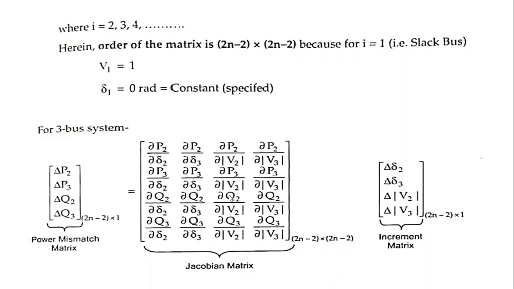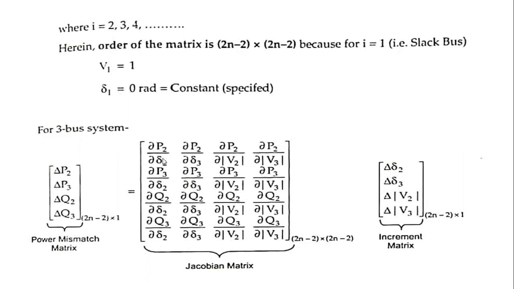And this is the Jacobian matrix: dou P2 by dou delta 2, dou P2 by dou delta 3, and we have 3 buses, that's why 2, 3. Dou P2 by dou V2, dou P2 by dou V3, dou P3 by dou delta 2, dou P3 by dou delta 3, dou P3 by dou V2, dou P3 by dou V3, dou Q2 by dou delta 2, dou Q2 by dou delta 3, dou Q2 by dou V2, dou Q2 by dou V3, dou Q3 by dou delta 2, dou Q3 by dou delta 3, dou Q3 by dou V2, dou Q3 by dou V3. These are all the Jacobian matrix elements.